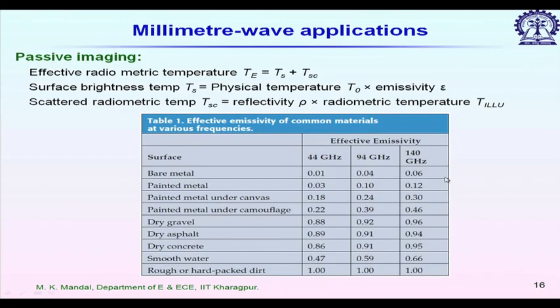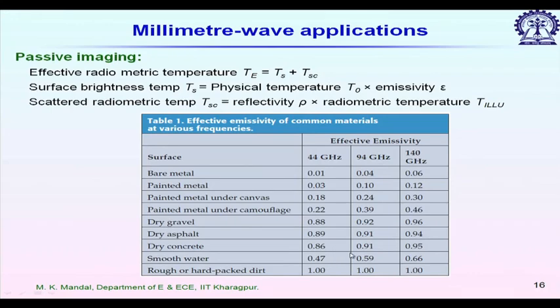If I consider that transmission through the medium is almost 0, then emissivity plus reflectivity is equal to 1. So, for bare metal, the emissivity is given as 0.01, so the corresponding reflectivity will be 0.99. Similarly, for rough or hard packed dirt, the effective emissivity is 1, so reflectivity will be 0. So, if any signal falls on bare metal, it is going to reflect almost all of it, but if it falls on hard packed dirt, it will absorb all of it.